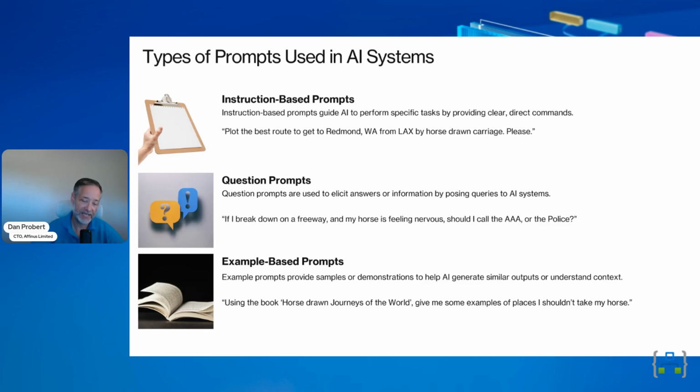And then we have example-based prompts. So that's where we're giving it some context or some information, and we want it to do something with that information. So in this case here, we could say, please refer to a book. So using the book, Horse-Drawn Journeys of the World, give me some examples of places I shouldn't take my horse. So it'll go away and find that book if it knows about it and use that as part of the information it's got in giving us an answer.